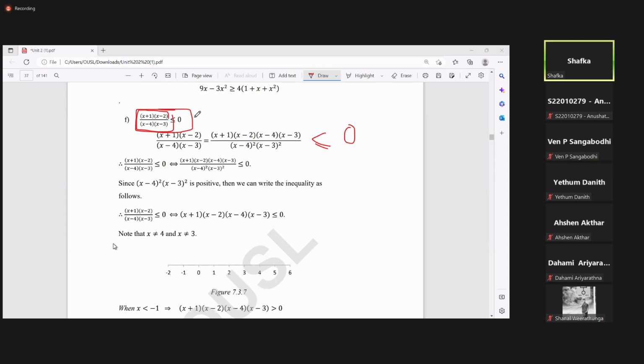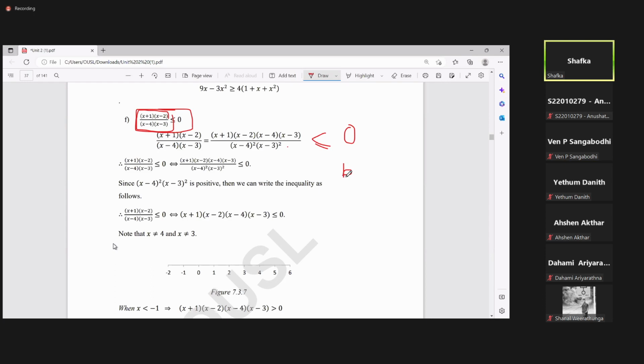This is the same inequality. We just wrote the equivalent fraction. So someone says it's positive. In the chat, someone says it's positive. Which part is positive? Yeah, the lower part is positive.